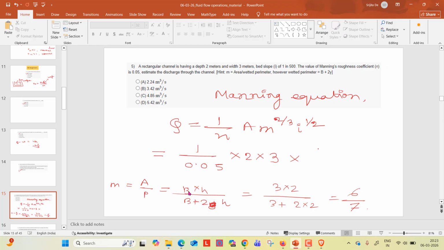You have to calculate. 6 by 7 is 0.857. So it is 0.857 to the power 2/3. And I, the slope, is given as 1 in 500. So 1 by 500 to the power half. Now calculate and tell me.